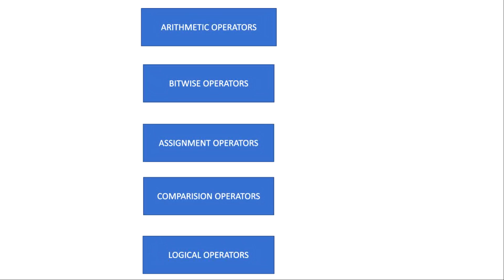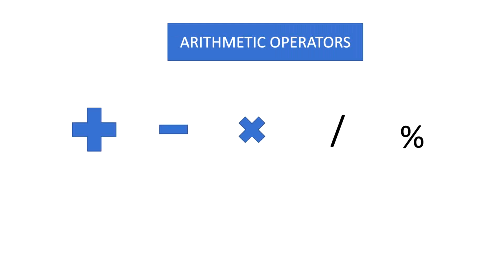There are 5 types of operators in Java, which are arithmetic operators, bitwise operators, assignment operators, comparison operators, and logical operators. Arithmetic operators are nothing but plus, minus, into, divided by, and the modulus operator. You might have learnt all of them in your grade 4 maybe. Now let us see how we use them in Java.